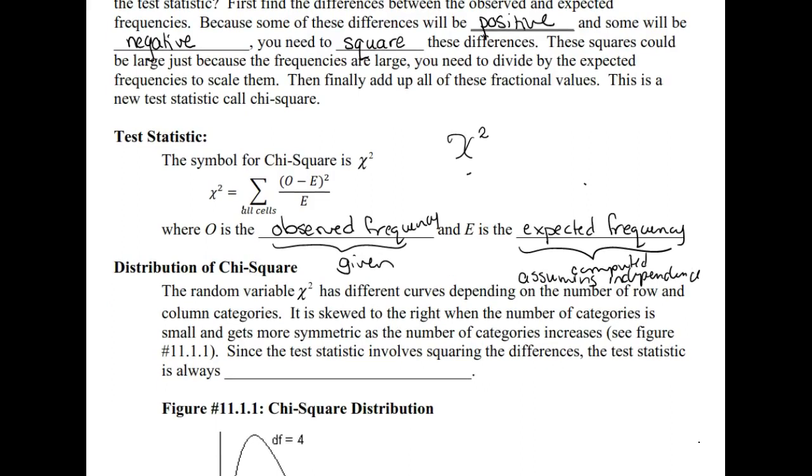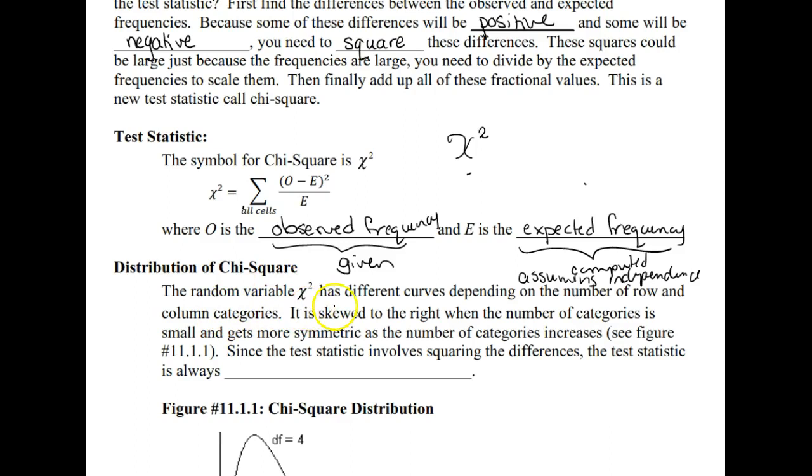Up until this point, the two test statistics we've had have been the Z statistic from the normal distribution and the T statistic from the T distribution. This new test statistic is going to have a different shape distribution because in the numerator we're taking differences and squaring them, which is going to be a non-negative number, and then we're dividing by an expected frequency, which is again a non-negative number. So this quantity can never be negative. So we're not going to have a distribution whose axis goes from negative infinity to infinity like we did with t-scores and z-scores. So what does this distribution of chi-square look like?